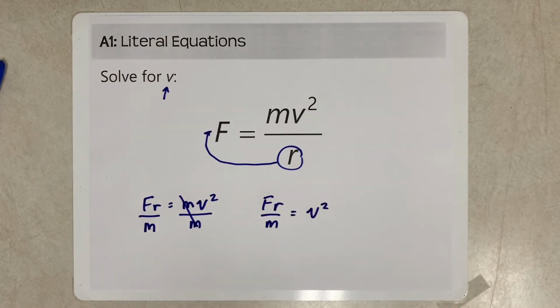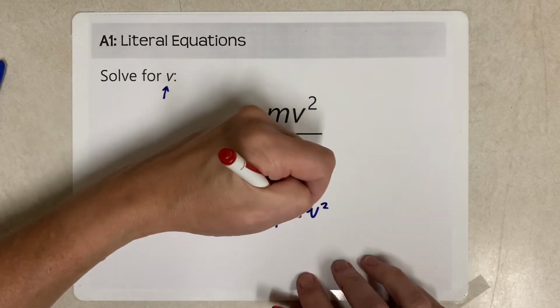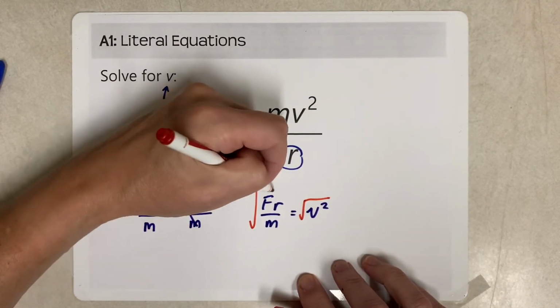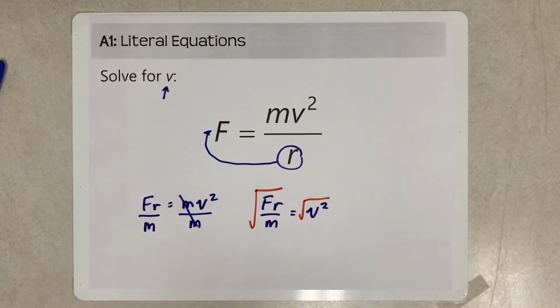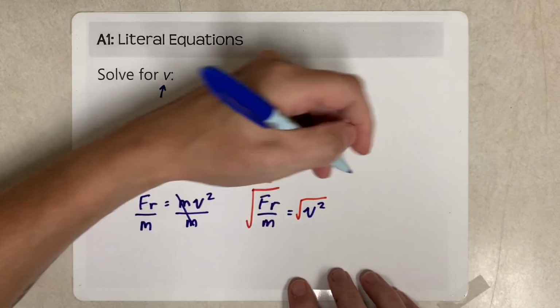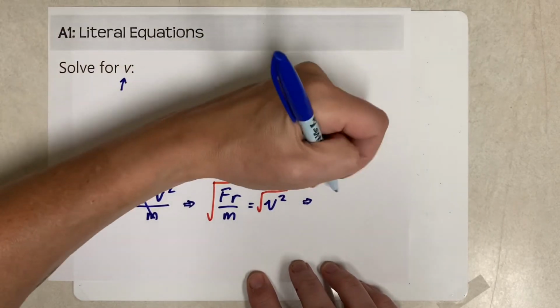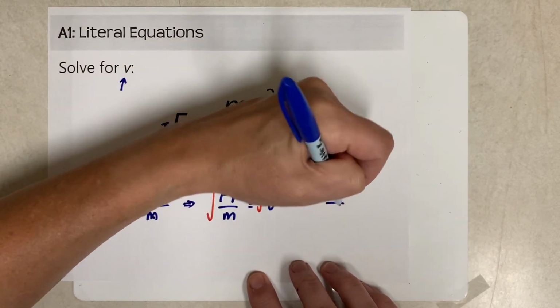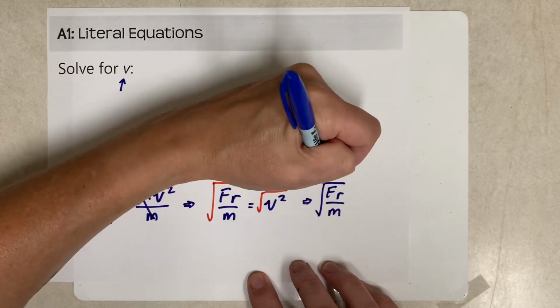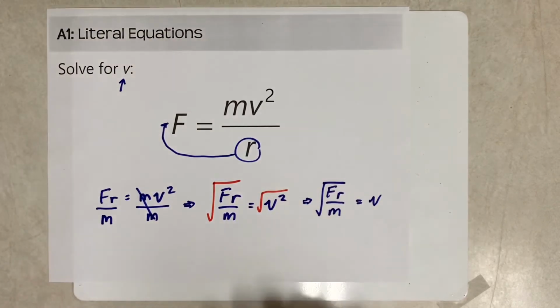And now since I have the v squared by itself, I can take the square root of both sides like this. A square and a square root cancel. Put my next step arrows. And so I have the square root of F times r over m is equal to just plain v.